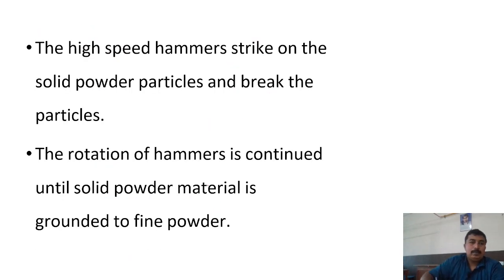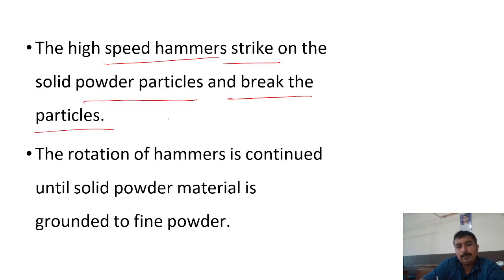As the material is loaded into the hammer mill through the hopper, what will happen? The high speed hammers, which were initially rotated, strike the powder material. It results in a breakdown of the powder material simply due to the impact. So hammers strike the powder material, resulting in its breakdown.